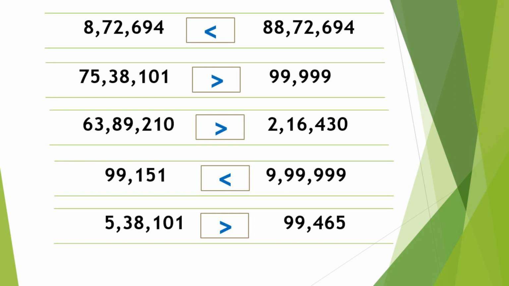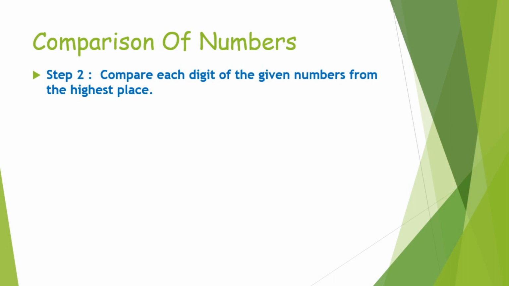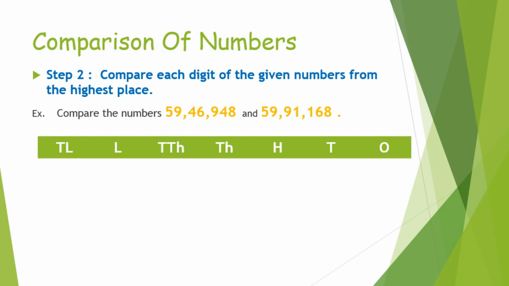Now, if the number of digits is the same, then what will we do? For that, second step. Compare digits of the given numbers from the highest place. Let us see an example. 59,46,948 and 59,91,168. Here if you see, both the numbers are having the same number of digits. So what are we going to do? We are going to place both the numbers in a place value chart.